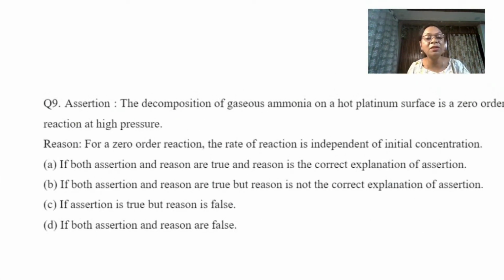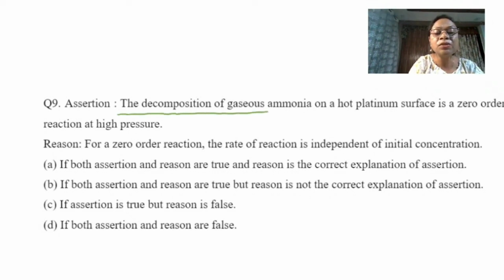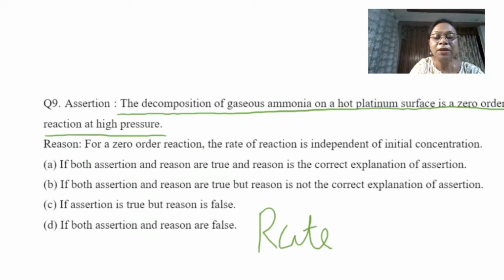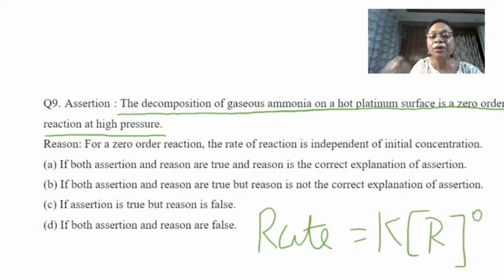We are doing very good. The decomposition of gaseous ammonia on hot platinum surface is a zero order reaction at high pressure. This is also a direct NCERT related question. It is a zero order reaction, and for a zero order reaction, the rate of a reaction is independent of the initial concentration. So when the rate is equal to K, the constant, times R to the power 0, it means the rate of the reaction is independent of the initial concentration.